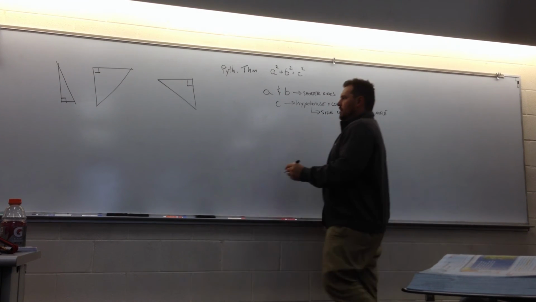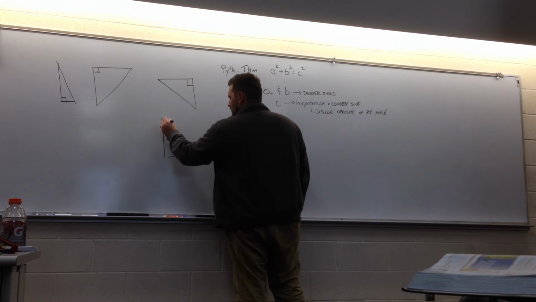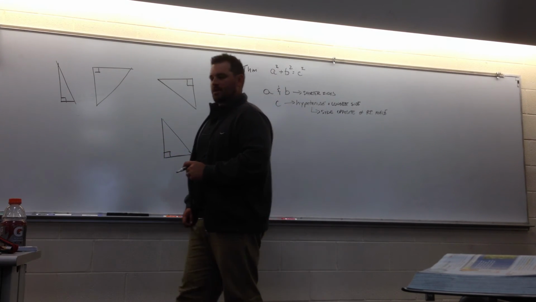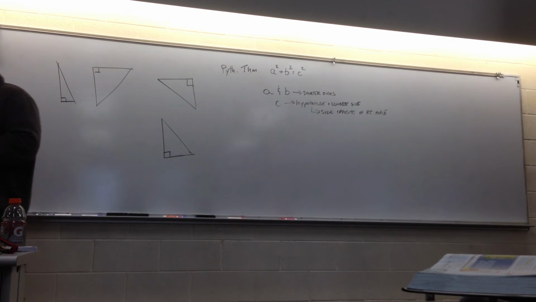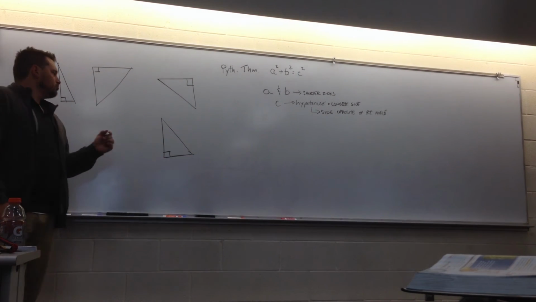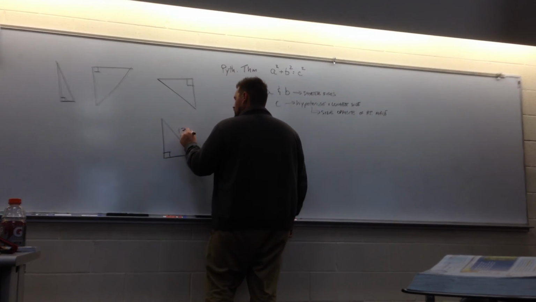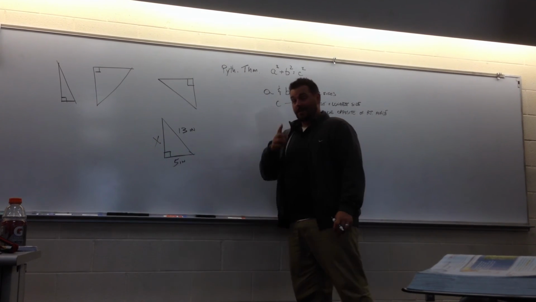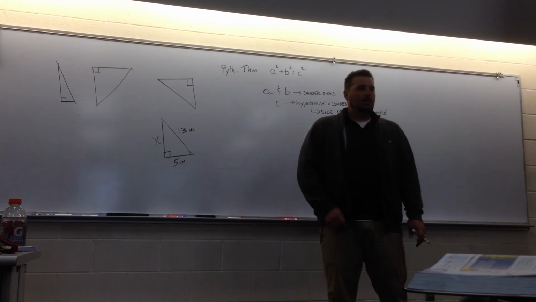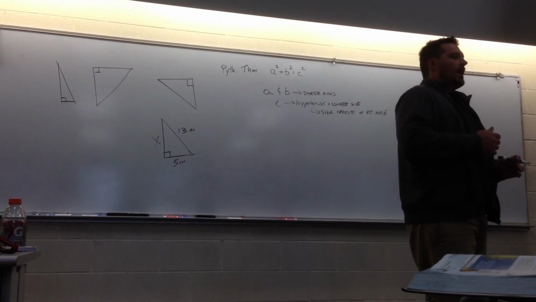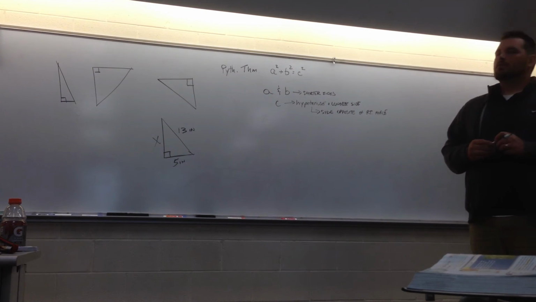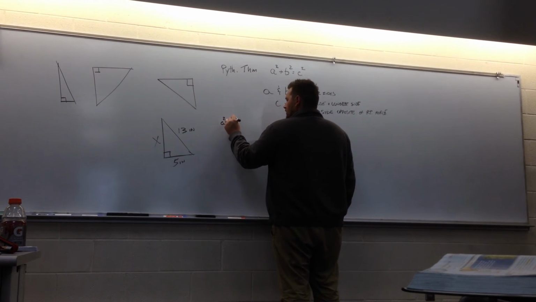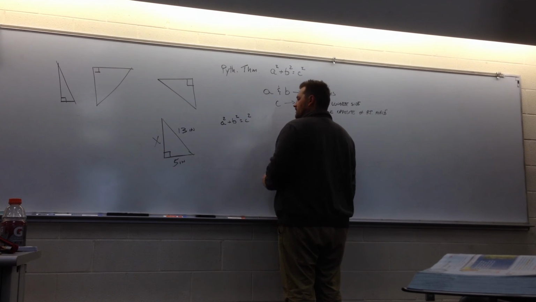Alright, so if we have a triangle that looks like this, and let's say we have lengths like that, and I want to figure out what that third length is. I can use the Pythagorean theorem to figure that out. A squared plus b squared equals c squared.